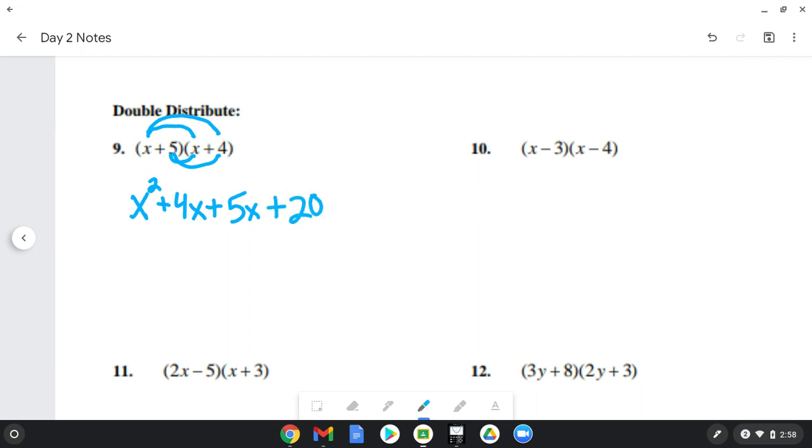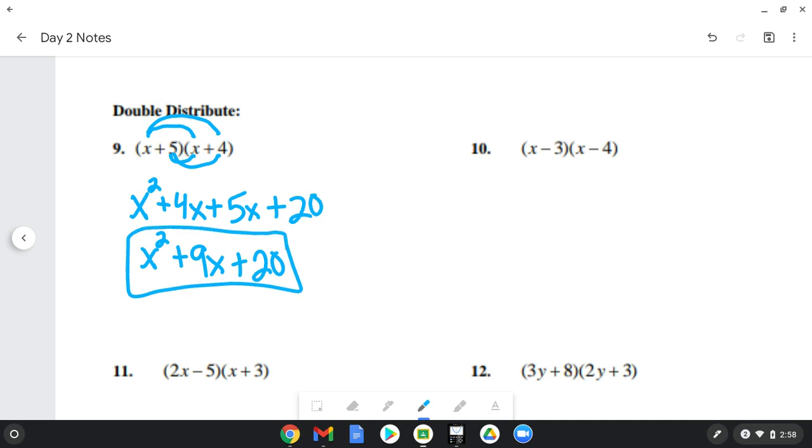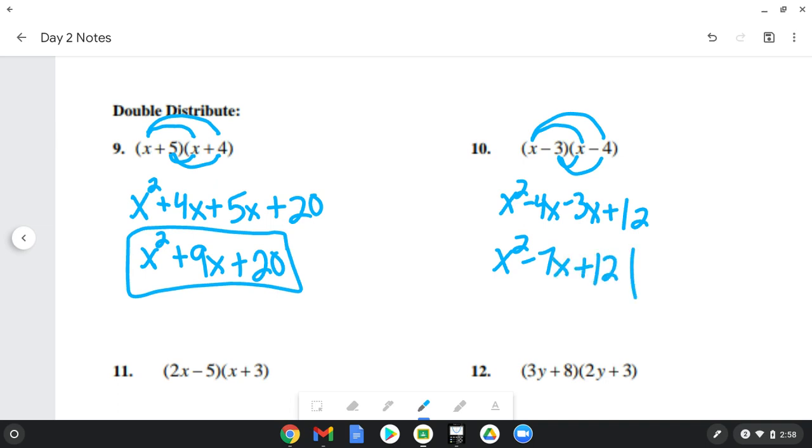And I always try to combine like terms if I can. Those two middle terms can combine. 4 plus 5 gives me 9. So I'm left with x squared plus 9x plus 20. The next one, if I multiply the same way, the first term by both, the second term by both, it's going to be very similar to this first one that we just did. So we get x squared minus 4x minus 3x plus 12. When you multiply a negative times a negative, it turns out to be positive. And then if I combine like terms, I get x squared minus 7x plus 12 in the end. And that'd be a quadratic trinomial as well.